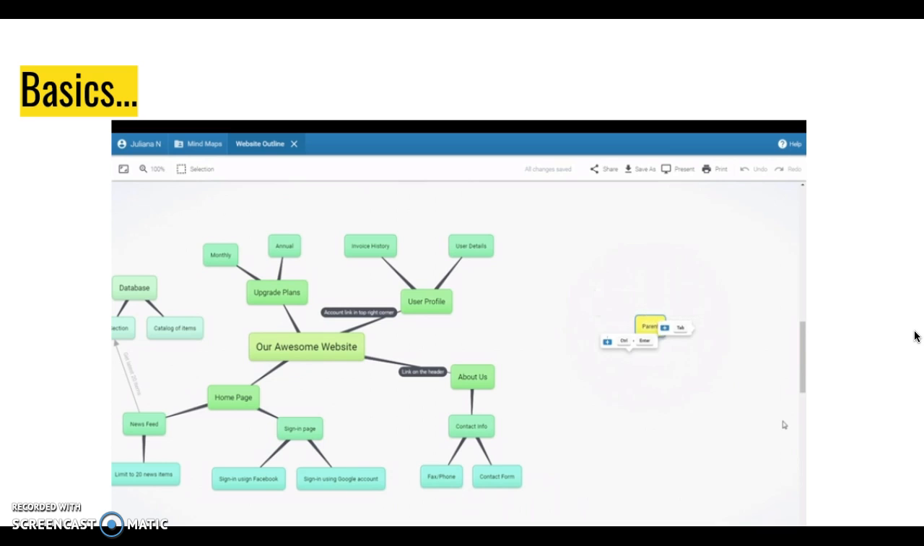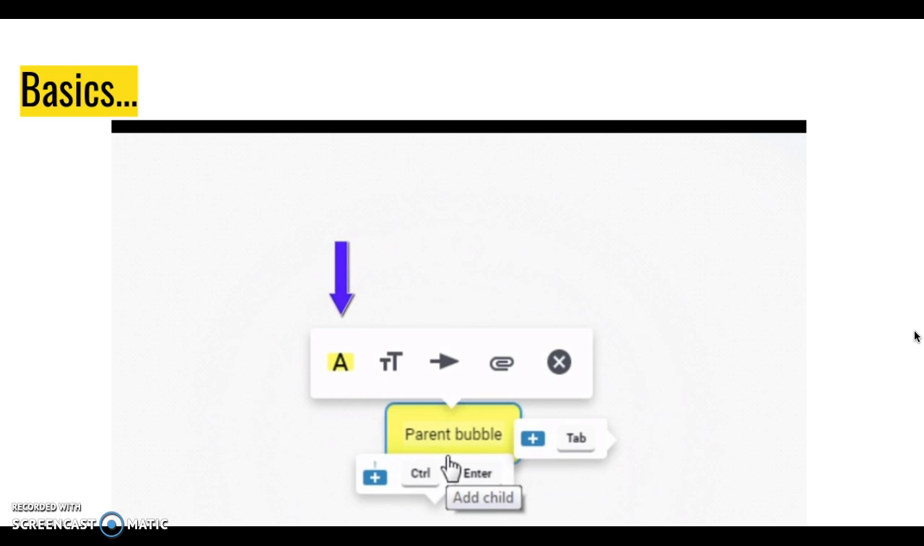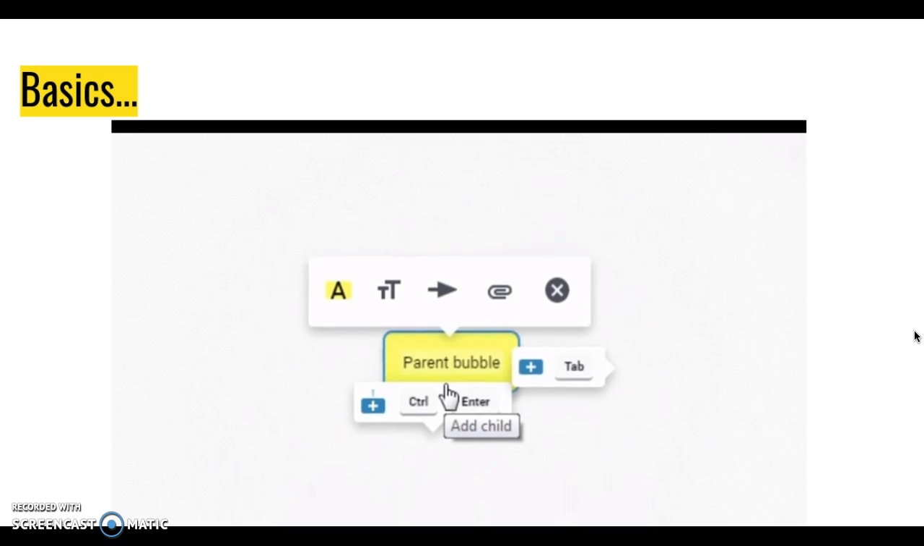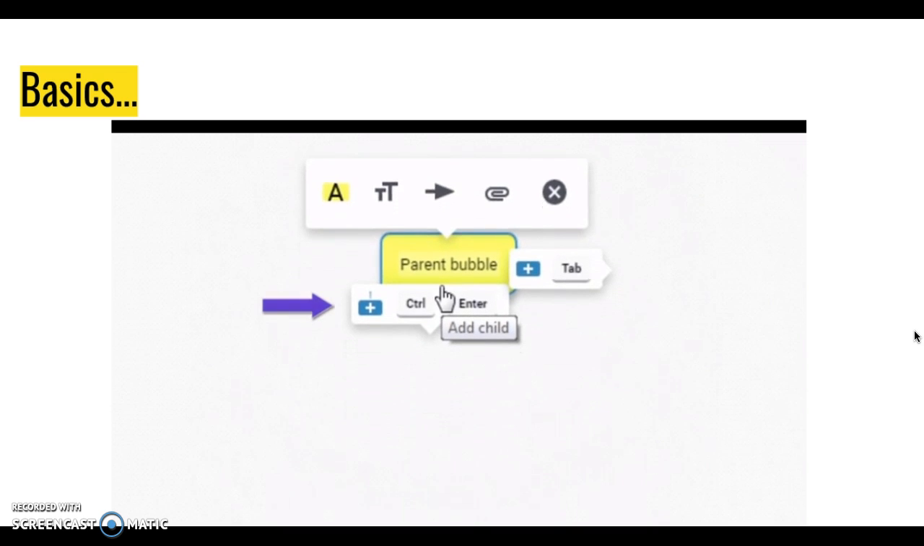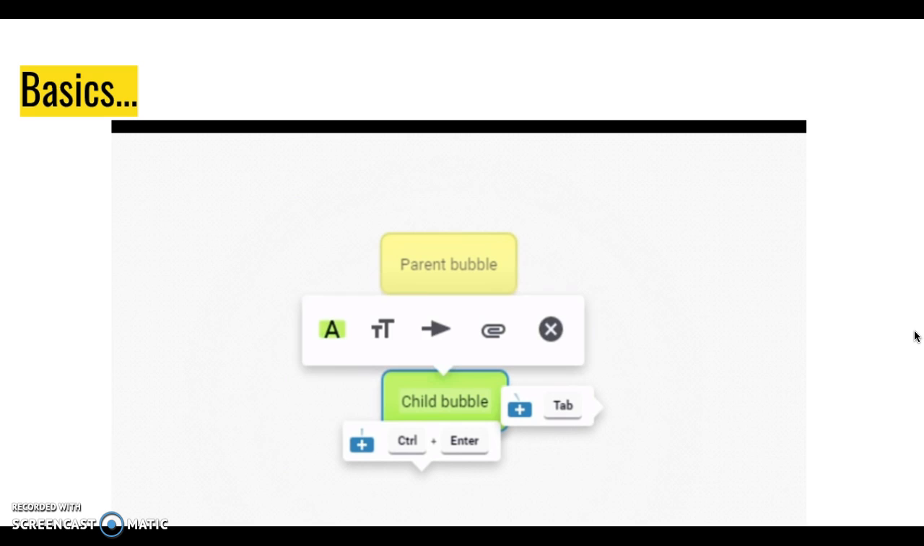When you click inside of any bubble, you will notice that an editing menu appears above the bubble. Here you have the options to change bubble and text color, change text size, add connecting lines, upload files and images, and delete bubbles. To create a child bubble, either click on the Add Child button or press Ctrl-Enter. To create a sibling bubble, press Tab or click on the Add Sibling button.